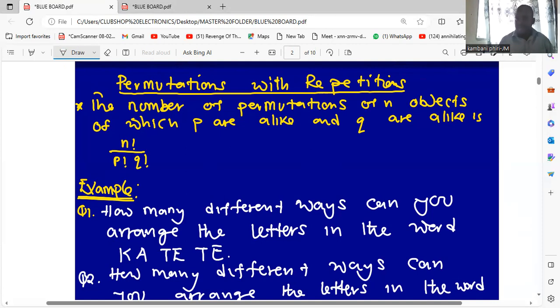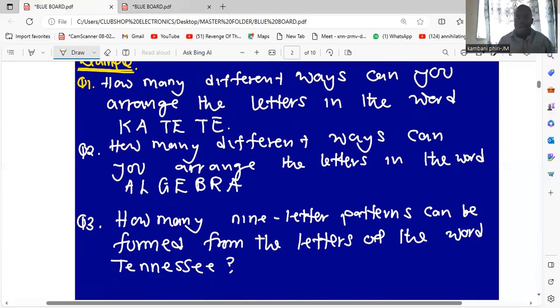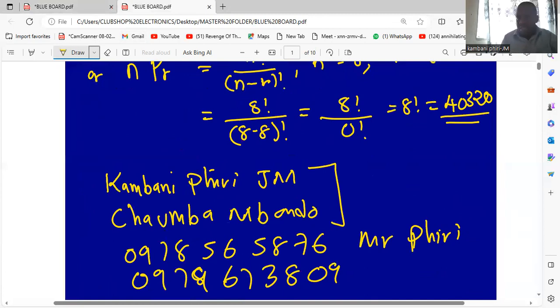Okay, let's look at the first example. How many different ways can you arrange the letters in the word cathete, right? This word cathete.